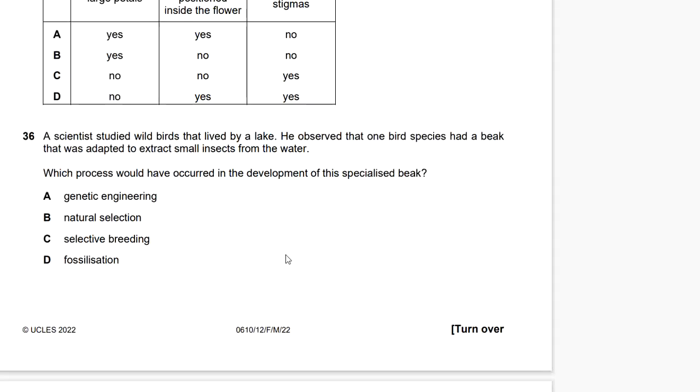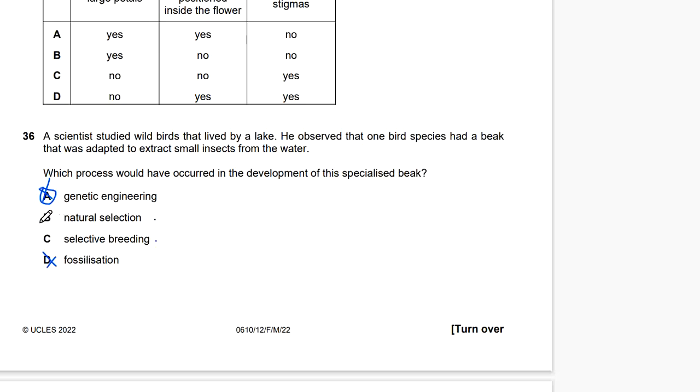A scientist studied wild birds that live in a lake. He observed that one bird species had a beak that was adapted to extract small insects from the water. Which process would have occurred in the development of this specialized beak? Of course, there is no genetic engineering involved in here. So we remove that. Natural selection. Let's see. Selective breeding. Not really. And then fossilization, of course. The birds aren't fossils yet, so we remove this one.